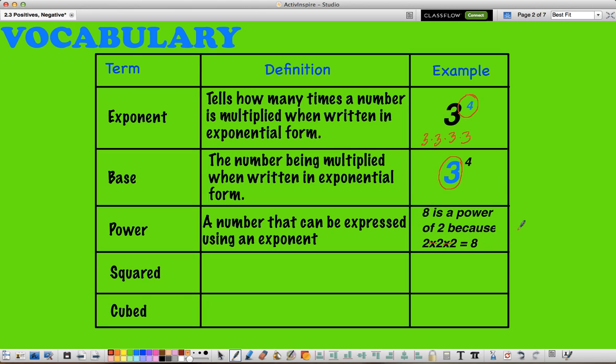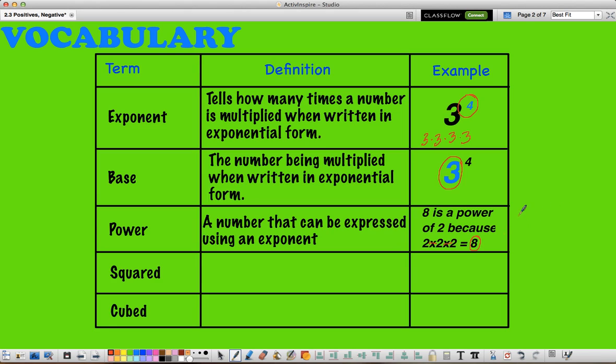Okay, we've also talked about perfect squares. If a number is a perfect square, it's also a power. However, there are more powers than there are perfect squares because there are a lot of possibilities for exponents. So it doesn't just have to be a perfect square, because here you have 2 cubed. 8 is a power of 2 because 2 to the 3rd power gets you 8. So in this case, 8 is the power.